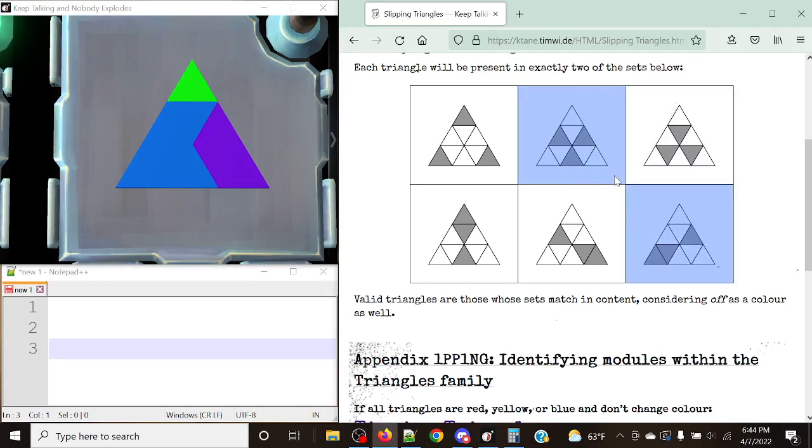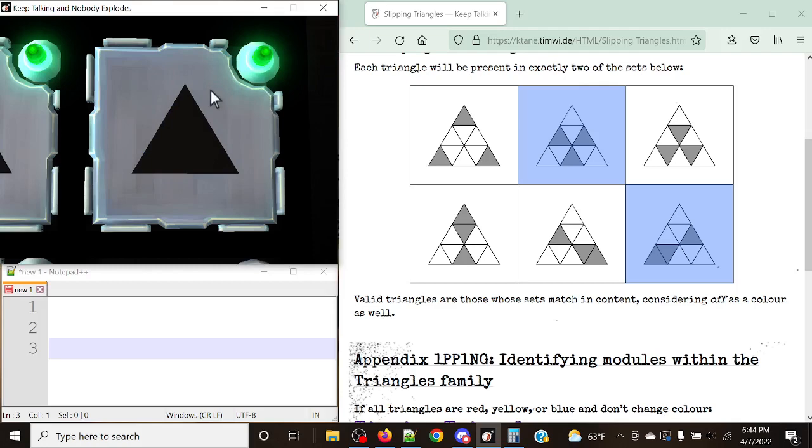So now, oh, here we go. So we have a blue, purple, and blue, and then we have a purple, blue, and blue. These two shapes match up. They both have the exact same content present in them. In this case, two blues and a purple, purple and two blues. This is going to be a valid position to press. And just like that is a solved module.